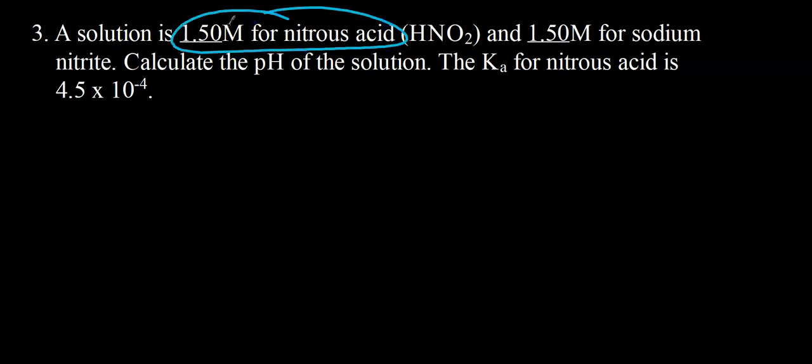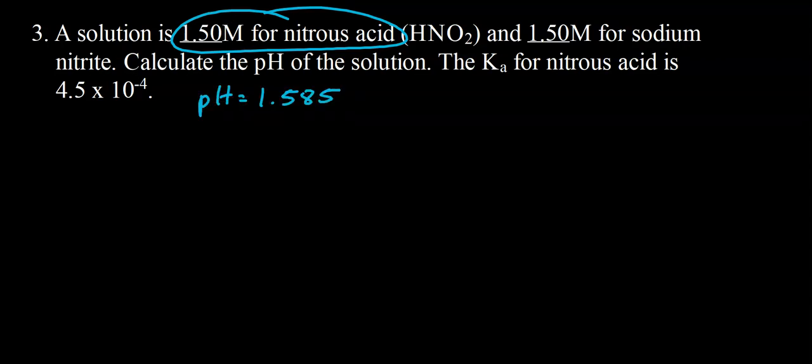So let's say you have just a 1.5 molar solution of nitrous acid. Ka is 4.5 times 10 to the negative fourth. Find the pH of that solution by itself, and then we'll go over that, and then I'll have you do this buffer calculation. Pause and find the pH of the nitrous acid by itself first.